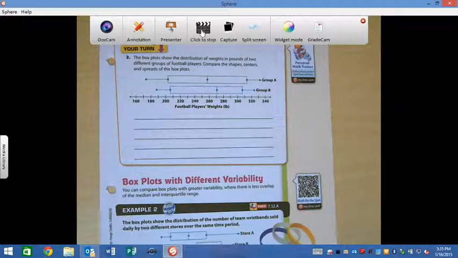So what you could have put is the boxes have similar shapes, although Group B has a shorter box and shorter whiskers. Group B's median is greater than Group A's. Group B's shorter box means the middle 50% of its data are closer together than the middle 50% of Group A's. So if you need to pause that and rewind it so that you can really make sure you understand it, then please do so.